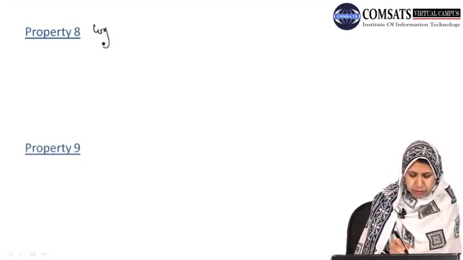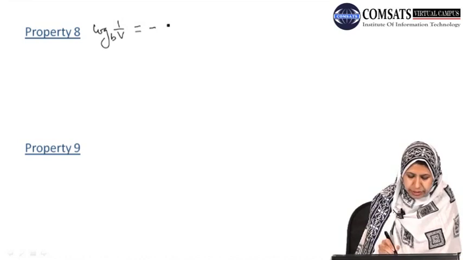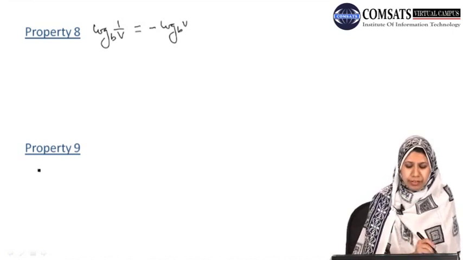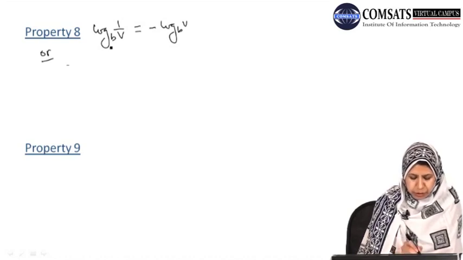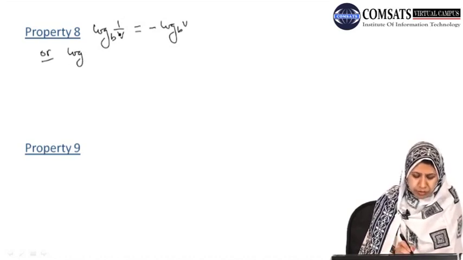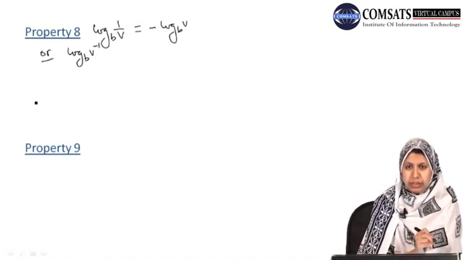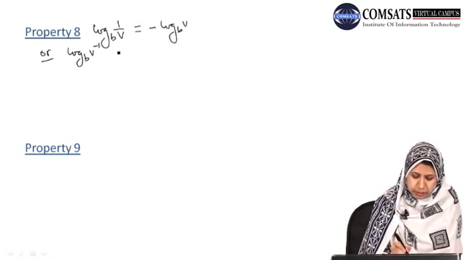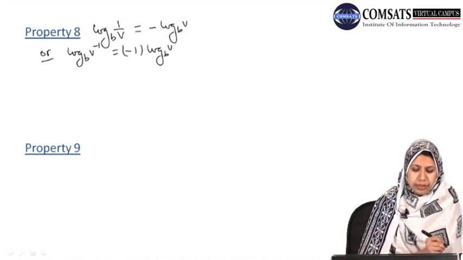Now if we have log of the ratio 1 over v to the base b, then this is nothing but minus 1 times log of the number v with the same base b. We can verify our right hand side by using the property of exponents, that is 1 over v is the same as v to the power minus 1, which we have seen in our last lecture. And now minus 1 is the exponent, so the exponent will come as the product, that is minus 1 times log of v to the base b, which is our right hand side.